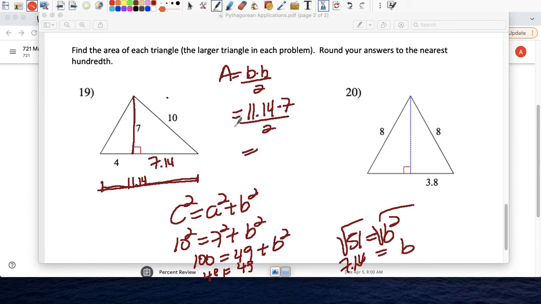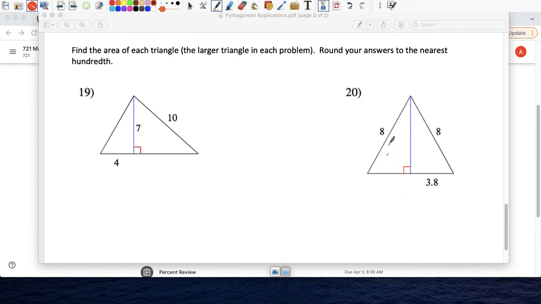11.14 times 7, enter, divided by 2, and our area is 38.99. The units are units squared. Don't forget that's squared.